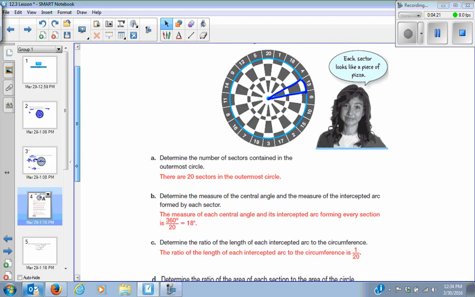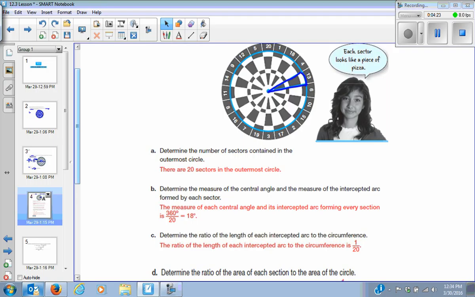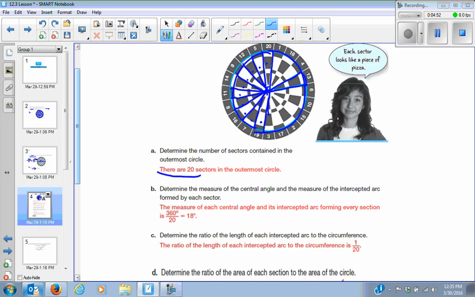All right, so determine the number of sectors in the outermost circle. So here's what I do. I went right here and I drew this across, which if you notice, I created a diameter when I did that, and I counted how many were on this side. 1, 2, 3, 4, 5, 6, 7, 8, 9, 10. There's 10 on this half. That means there's going to be 10 on this half, for a total of 20 sectors.